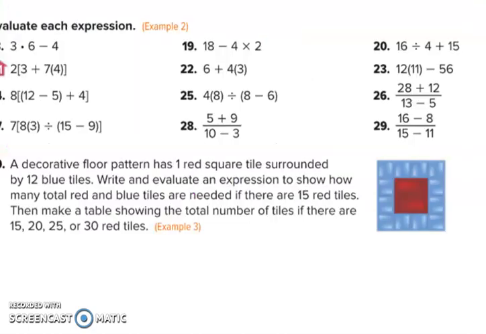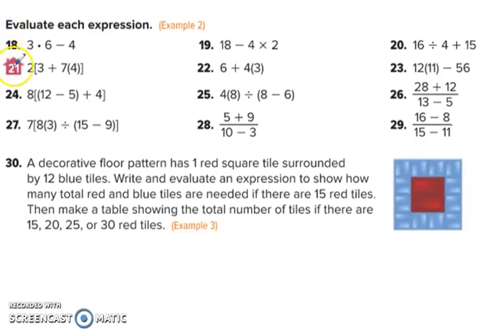Okay, let's look at our next problem. Let me move the screen here. Let's look at this nice one right here, number 19. People would want to just do 18 minus 4 and then times it by 2, but that's wrong, because it's please excuse my dear Aunt Sally, or PEMDAS. We know we have to do the multiplying first. So I'm going to write 19 up here. We've got 18 minus 4 times 2.